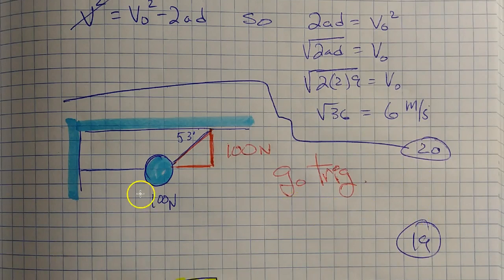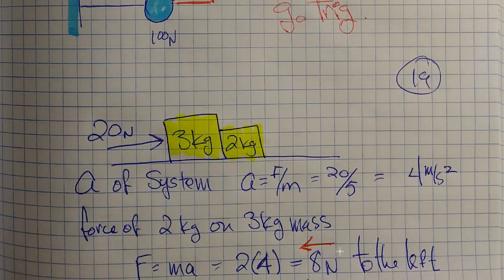This is number 20. It is a ball being held up by a horizontal rope and a rope at an angle. This horizontal rope does nothing to hold up the ball. The tension here has to hold up all of the weight, so that tells us that this component of this right triangle is going to be equal to the force of gravity here. So this is a trig problem to find this tension. Go trig.